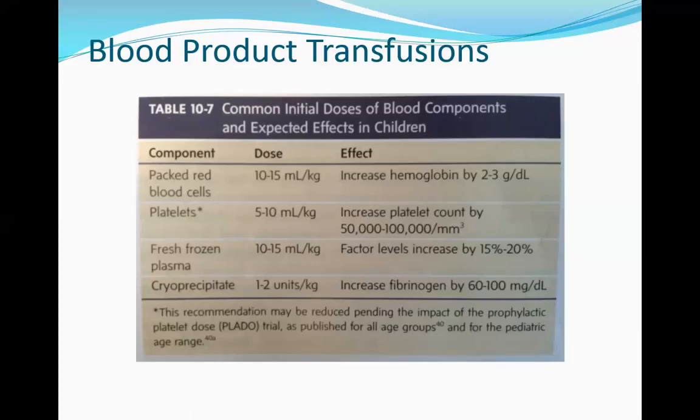For platelets, when transfusing 5 to 10 milliliters per kilo, you can expect an increase in platelet count by 50,000 to 100,000. For FFP, when transfusing 10 to 15 milliliters per kilo, you can expect an increase in your factor levels by 15 to 20%. And for cryo, when giving 1 to 2 units per kilo, you can expect an increase in your fibrinogen by 60 to 100.